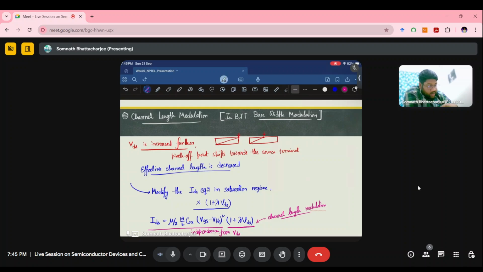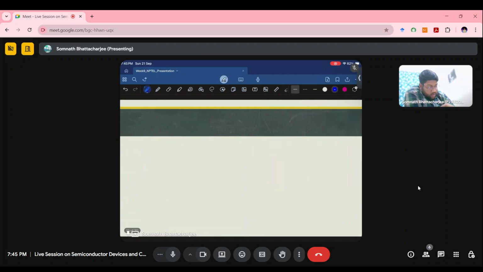Okay, now moving towards the different kinds of characteristics for these devices. The first key characteristic is the transfer characteristics. So what are the transfer characteristics? Transfer characteristics look like this.